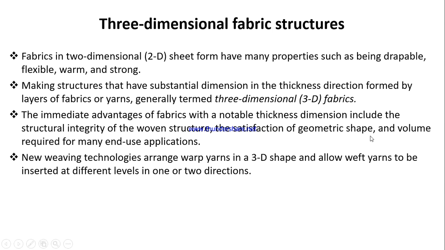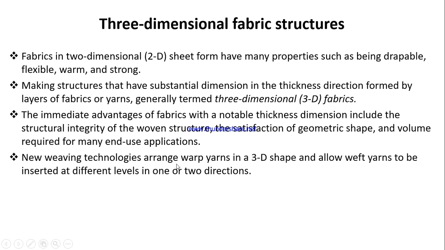It satisfies the geometric shape and volume required by many end-use applications. So this kind of integrated 3D woven structure satisfies the geometrical shape and volume required for many end-use applications, such as most of the important applications in structural composites, textile structural composites. In a structural composite, the skeleton or the reinforcement part is actually served by this kind of 3D woven structure.